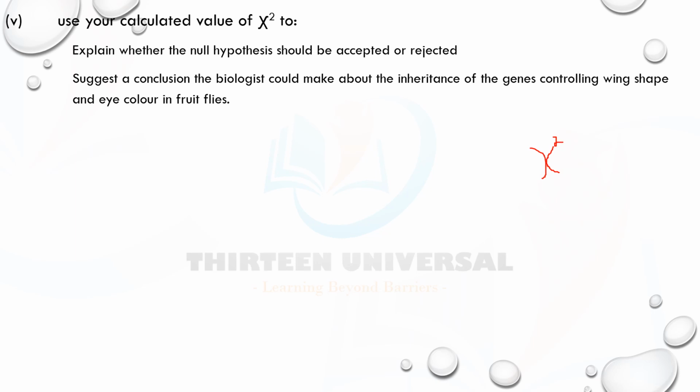If and only if the chi-square calculated value is greater than the chi-square tabulated value, which is the one associated with the critical probability of 0.05, then reject the null hypothesis. Otherwise, accept it.